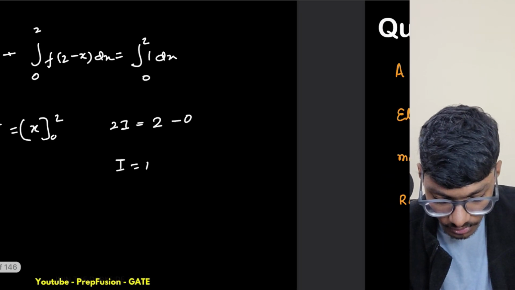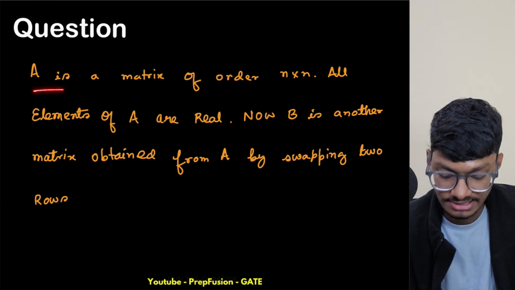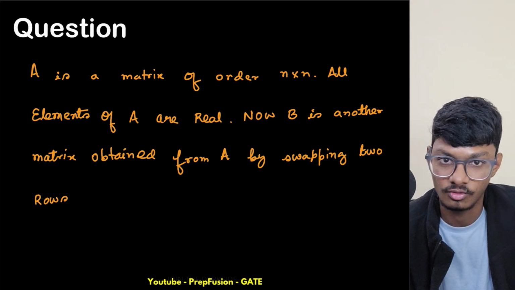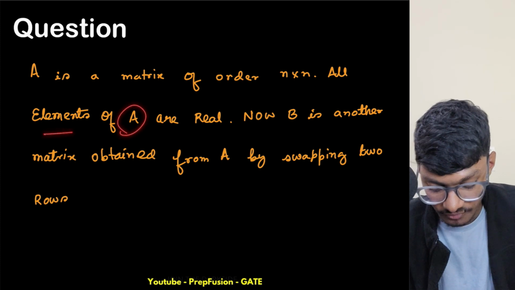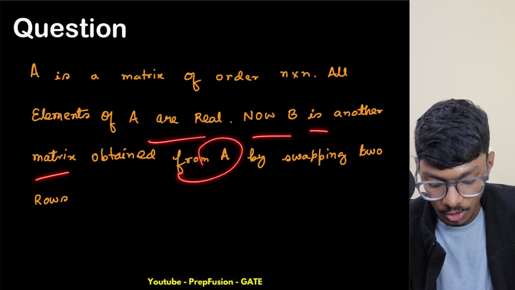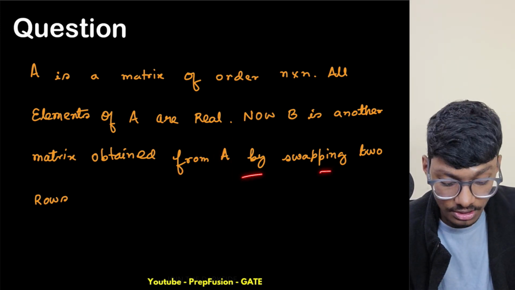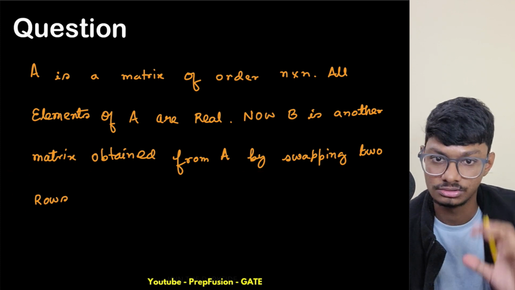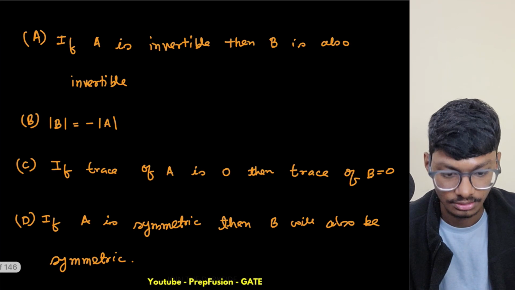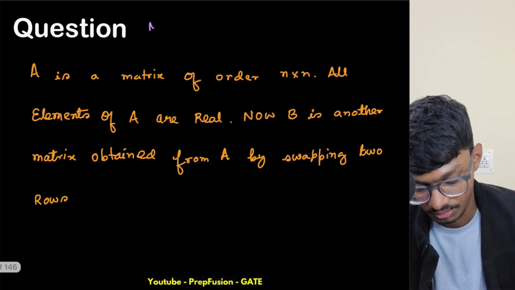Okay, so another question was given here, where A is a matrix of order n cross n. All the elements of A are real, it is given. Now B is another matrix obtained from A itself just by swapping two rows. So any two rows of A are swapped and B is obtained. Fine. Now this was also an MSQ.